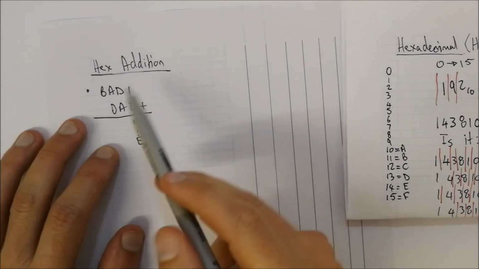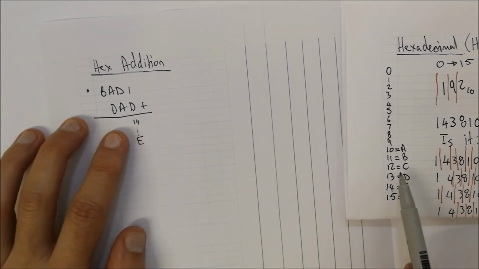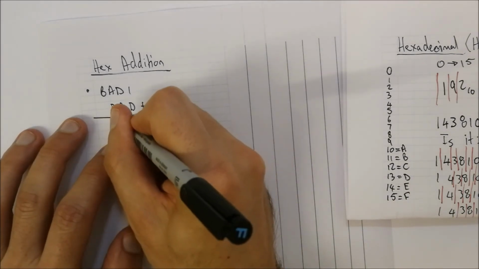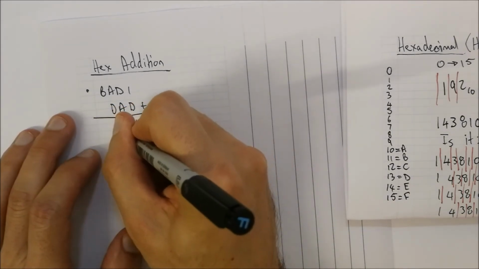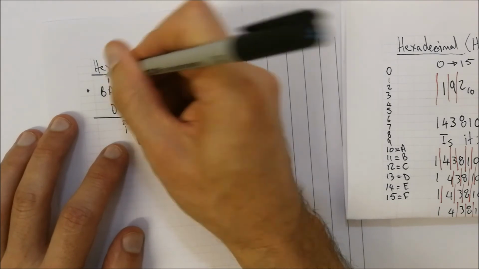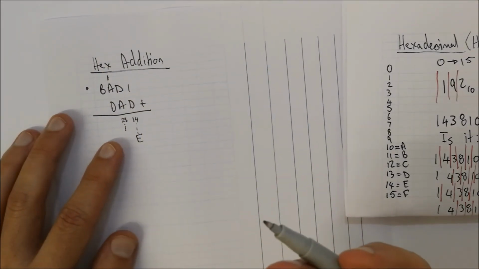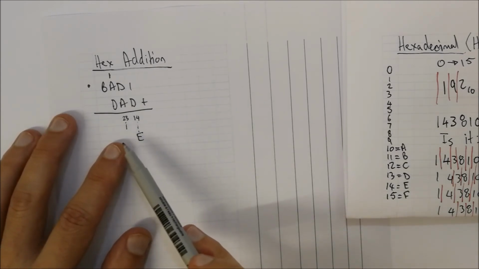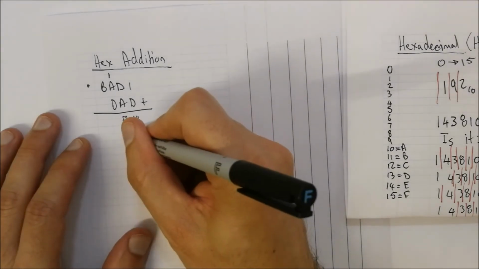Okay, let's go to the next column. D plus A. D is equal to 13, A is equal to 10, so D plus A is equal to 23. We place a small 23 over there. Does 16 go into 23? Yes, it does. How many times? It goes in once, so we need to carry over a 1. The remainder once we've subtracted 16 from 23 is equal to 7. So we place a 7 over here.